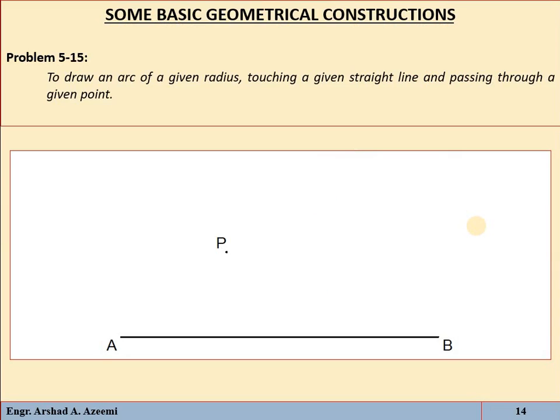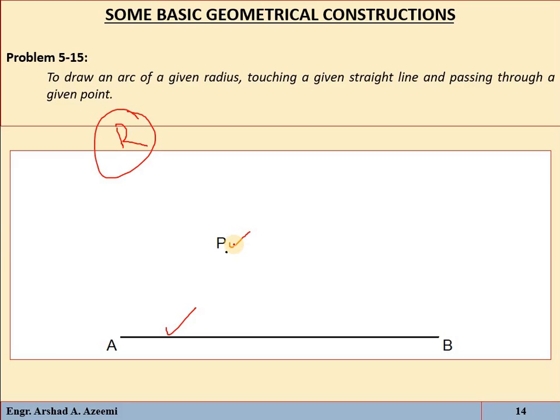Now to draw an arc of a given radius, touching a given straight line and passing through a given point. Suppose we have to draw an arc of radius R which will pass through this point and which will touch this line. This is the requirement. We have to draw an arc of the given radius which will touch the given straight line and pass through this point P.